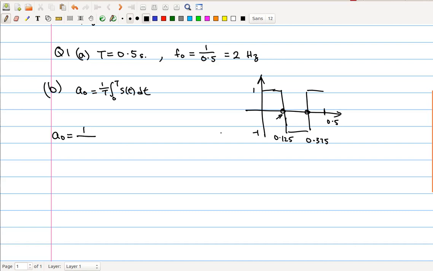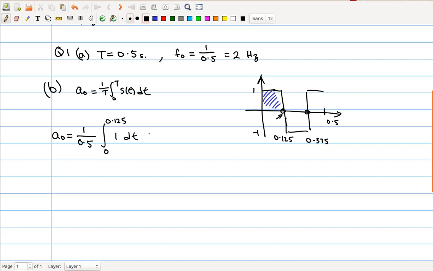Alright, so evaluating our A0, we basically put in everything we know. So the period, again, that was 0.5. Integral between 0 to t. Now, I'm not going to write t here because I know this is a piecewise function. So I'm going to write it a section at a time. So this integral begins from 0 and goes up to 0.125. And the value of this function is equal to 1. Okay, so that is the first region of our integral. That takes care of this bit here.